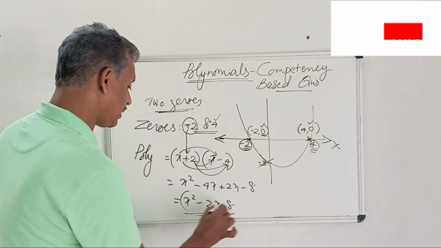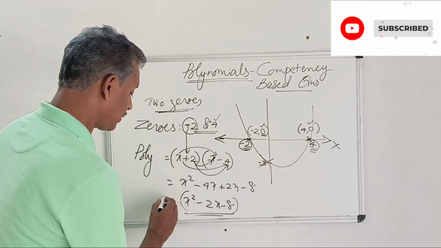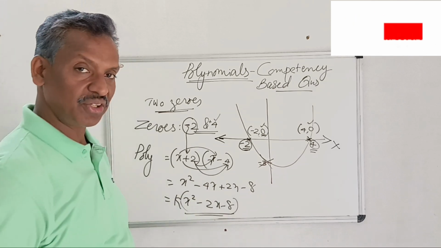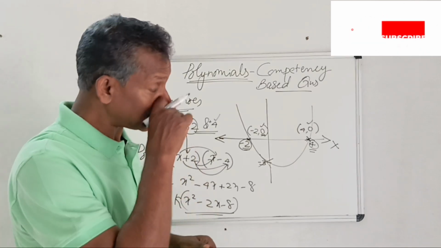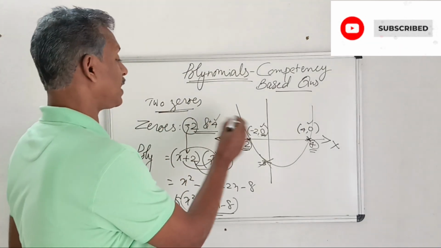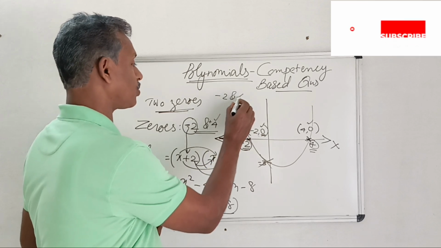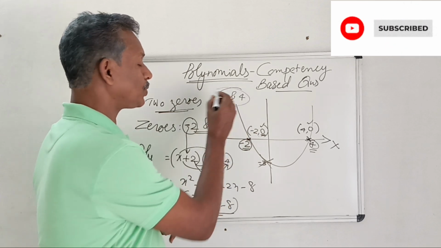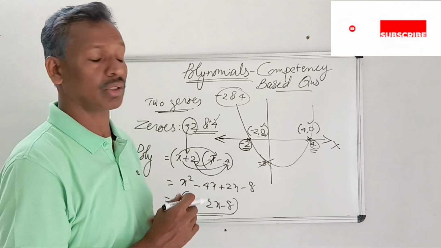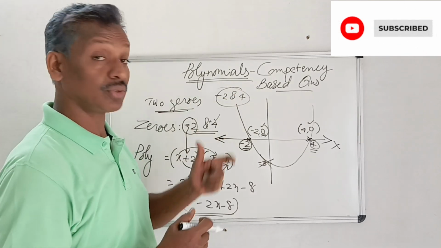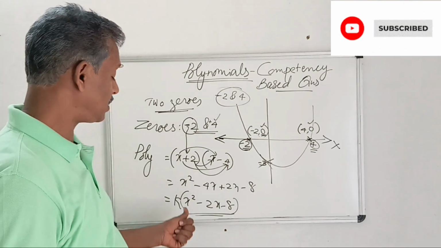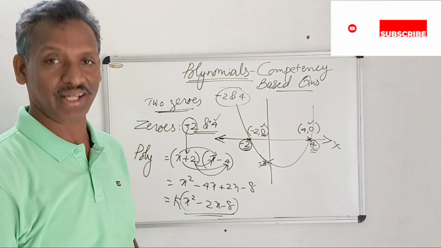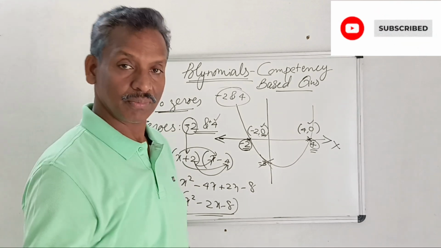And you can multiply it with k. By changing the value of k, you can make an infinite number of polynomials. Okay, there may be a question: if 2 zeros are -2 and 4, how many polynomials can you make using these two zeros? Using these 2 zeros, you can make not one polynomial, you can make an infinite number of polynomials by changing the value of k. Okay?